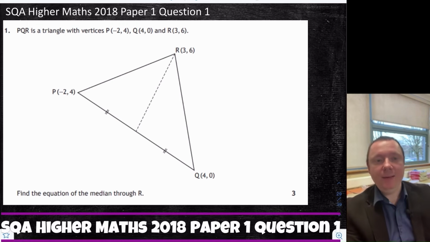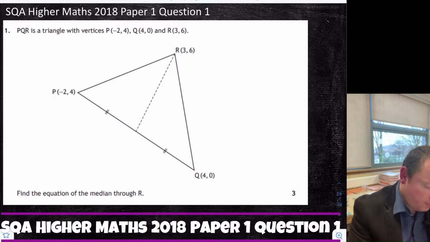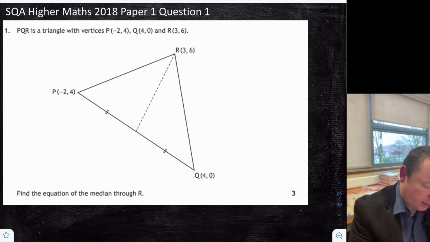Hi, I'm Maths 2018, paper 1, question 1. PQR is a triangle with vertices P(-2, 4), Q(4, 0), and R(3, 6). Find the equation of the median through R. A median cuts the opposite line in half. It even shows you that, so let's call that M.